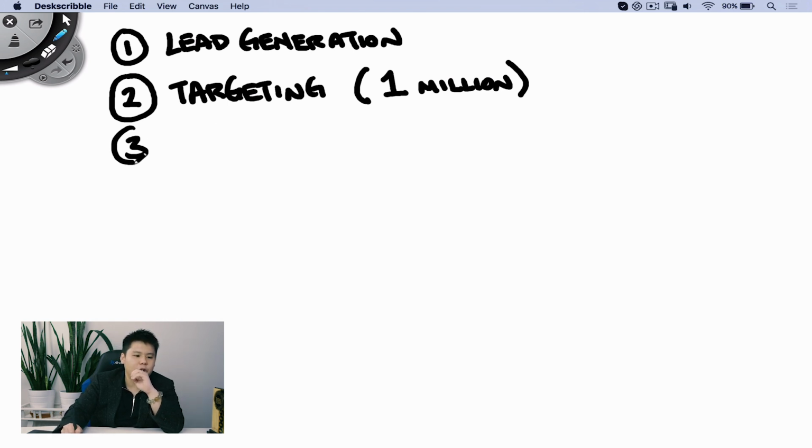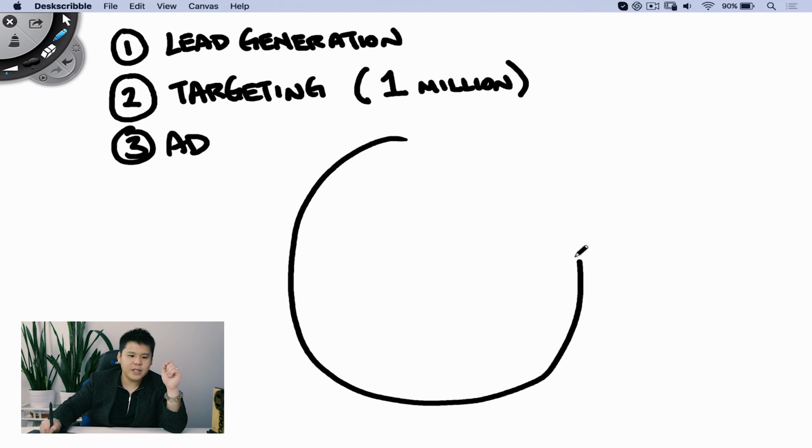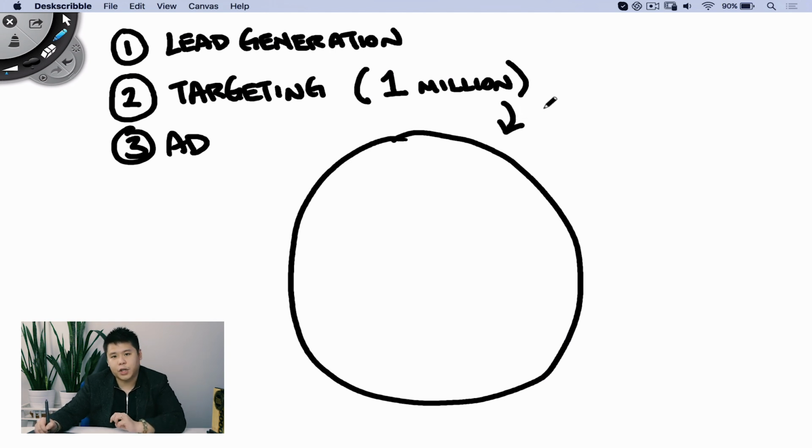Then number three, you obviously have your ad to show your offer or what you are giving away. So when this all happens, you've already told Facebook that you want leads through their lead ad, you give them the targeting, you give them the ad. And you may be running a $5, $20, or $100 a day budget. Doesn't matter what it is. So imagine this circle over here. This circle consists of the 1 million people that you are trying to reach.